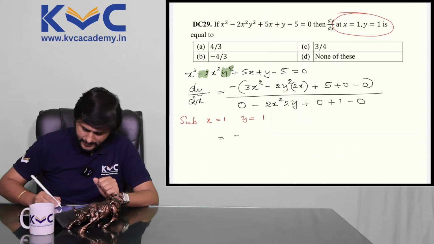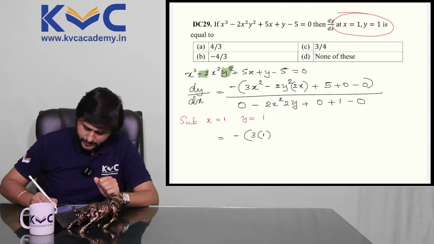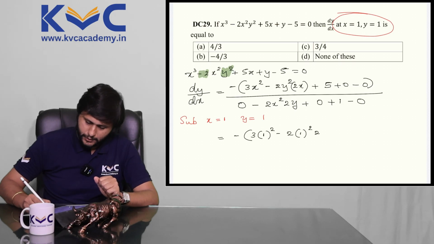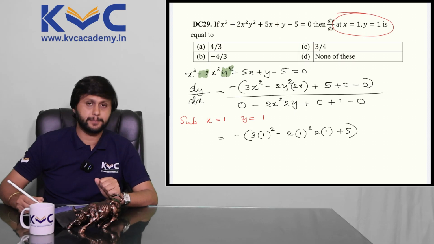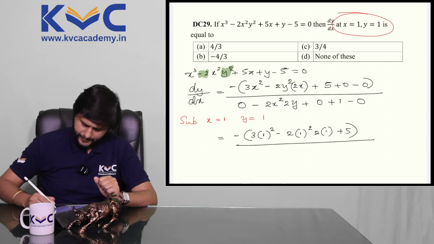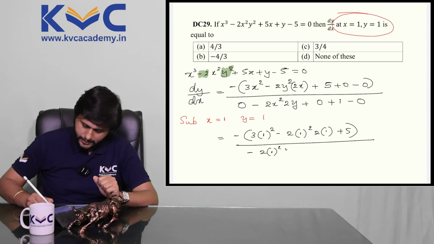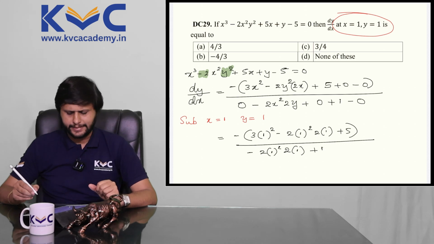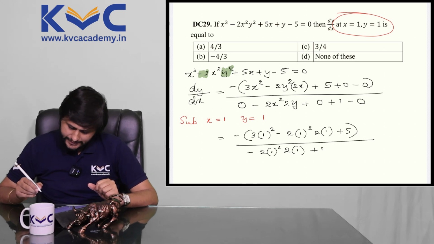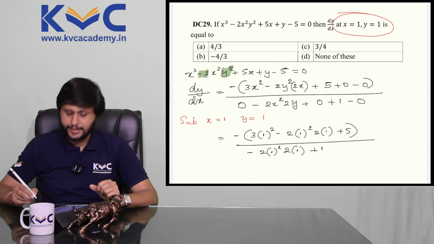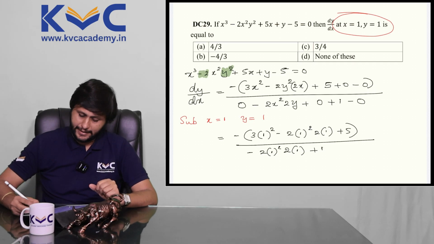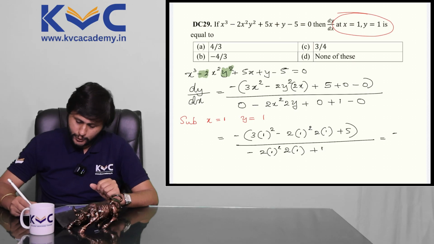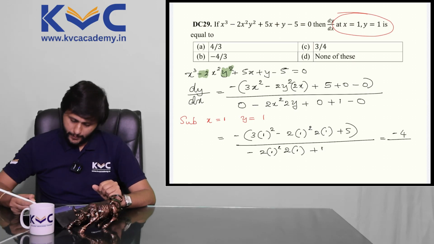Okay. What do we get? Minus 3 into 1 square minus 2 into 1 square 2 into 1 plus 5 divided by minus 2 into 1 square 2 into 1 plus 1. Let me simplify. 3 into 1 is 3. 3 minus 4, right? 3 minus 2, 2s are 4. 3 minus 4 is minus 1 and plus 5. Minus 1 plus 5 is plus 4. So minus 4 is all that remains in the numerator.